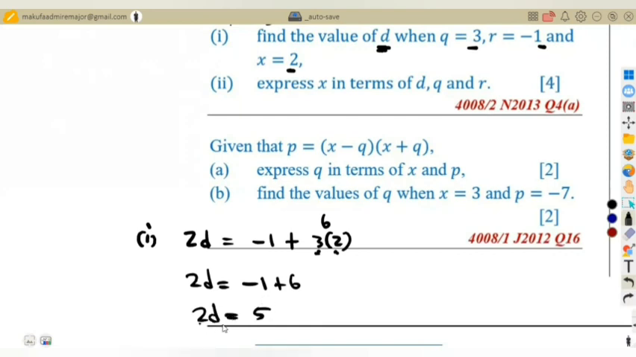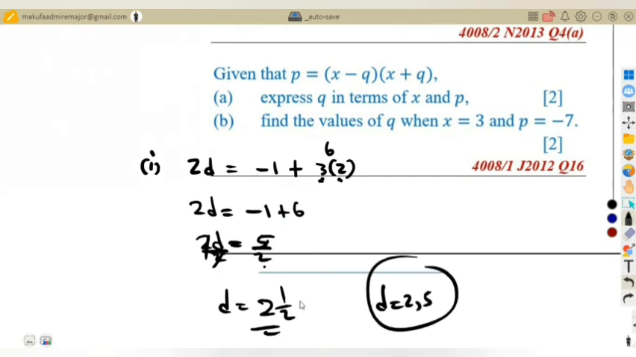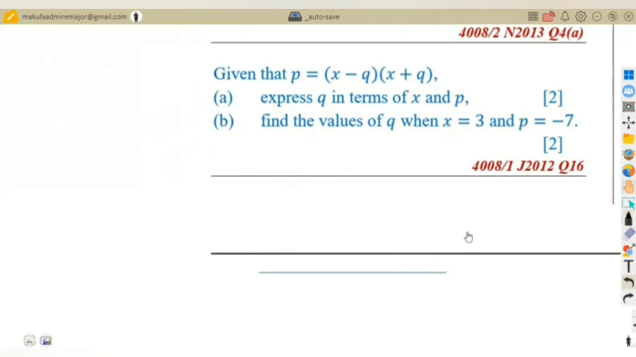If we combine this part, we can divide by 2 by 2. That means we have the value of D. So this one is going to be 2.5. So that is the value of D, it can be 2.5, or you can write it as 2.5 in this case. All right, so that was the first part.